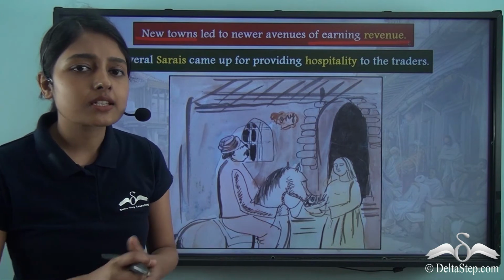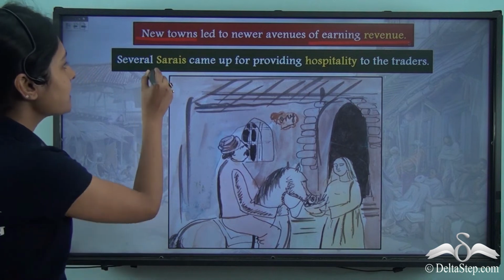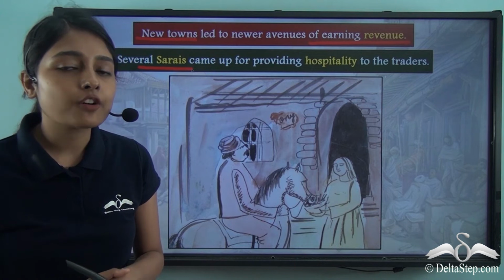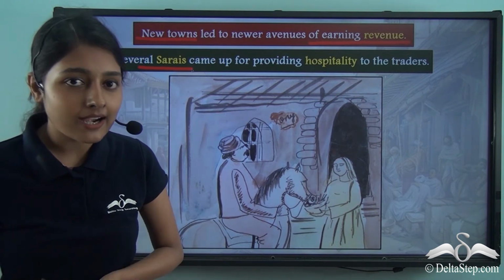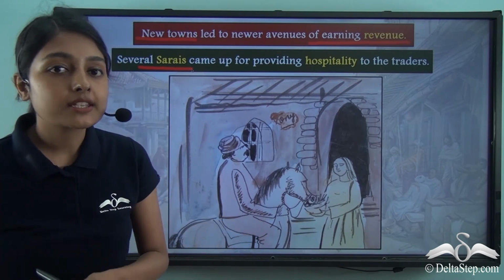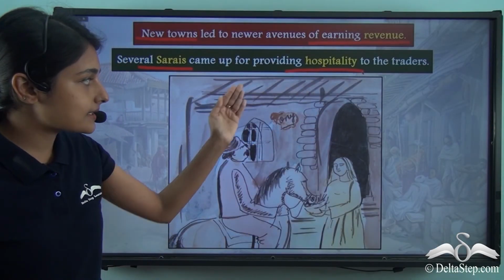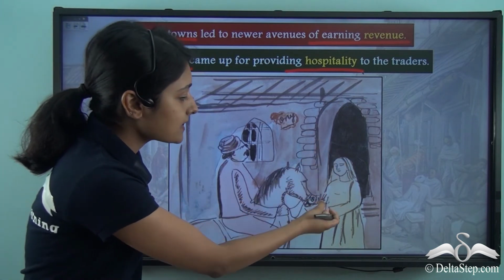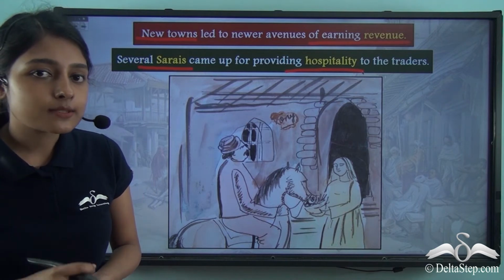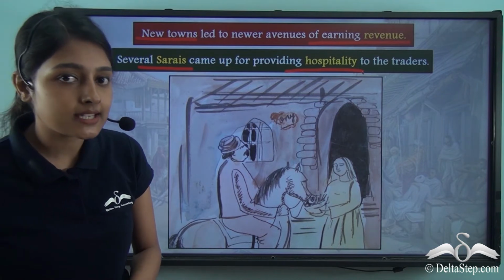And for the traders or for the various visitors who were coming to the new towns, several sarais were constructed. Now the sarais could be seen in the light of modern day bed and breakfast arrangement. These sarais were places where the visitors or the traders were provided hospitality. In this illustration you can see a sarai where a woman is feeding the horse of a trader or a merchant or a visitor. So this means that the sarais were places that provided hospitality to the traders and visitors.